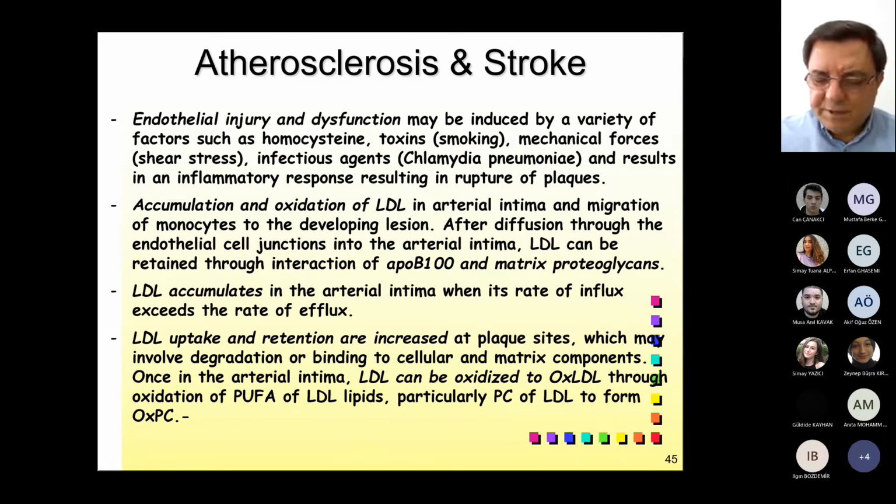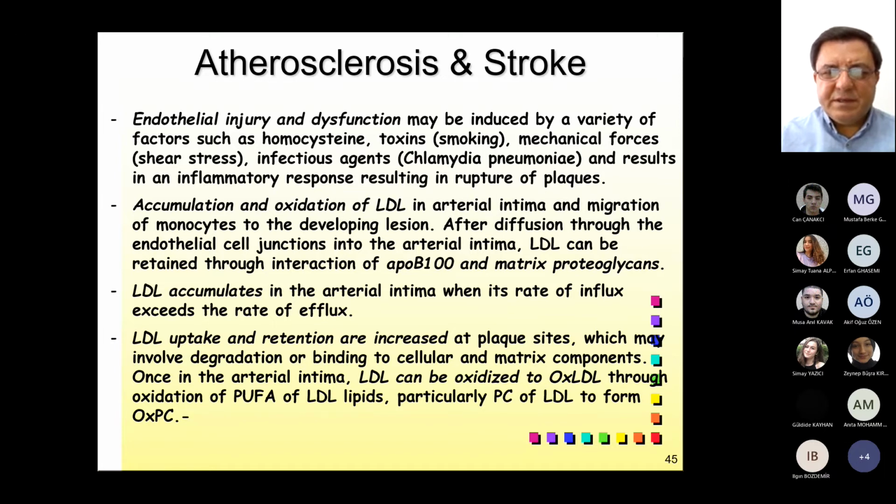And endothelial injury and dysfunction might be induced by many factors, like homocysteine, tobacco toxins, smoking, mechanical forces like shear stress, and some infectious agents. And these also result in an inflammatory response, oxidation of the LDL in the arterial intima, and migration of the monocytes into this developing lesion. And there is diffusion of these monocytes and the LDL through the endothelial cell junctions into the arterial intima.